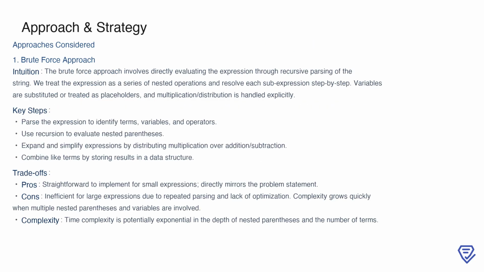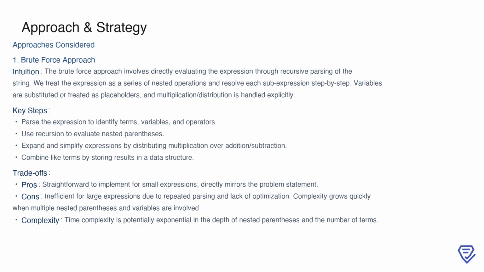To start, the brute force approach aims to solve the problem by directly evaluating the expression through recursive parsing. Think of the expression as a series of nested operations. Each sub-expression is resolved step by step, handling variables as placeholders or substituting their values. Multiplication and distribution are managed explicitly. The key steps include parsing the expression to identify terms, variables, and operations, then using recursion to handle nested parentheses. Once we expand the expression, we simplify it by distributing multiplication over addition or subtraction and combining like terms, often with the help of a data structure to organize the results.